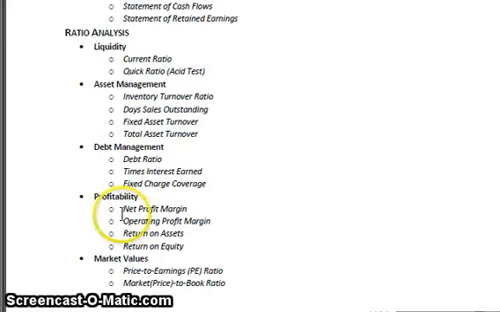This last one under debt management, fixed charges, we're not going to do that one. Instead of using interest in the denominator, you use all the fixed charges that you have to pay. So that's interest, lease payments to keep your business running, anything you have to pay. Now most of the time you can't find that all in the financial statements, so we're not going to do that.